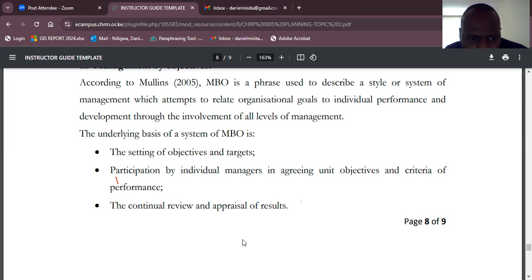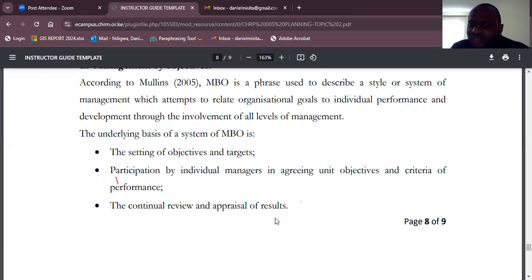Then the other thing that is very common is the continual review and appraisal of results. This calls for constant monitoring of your various activities or objectives. One of the reasons for doing this is to understand whether you have achieved what you want to achieve, or you need to review some of the processes that will help you achieve it. The other thing about appraisal is that once you realize that what you put in place did not achieve what you wanted, you can easily appraise the result.